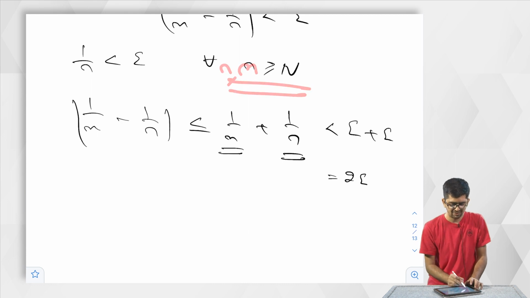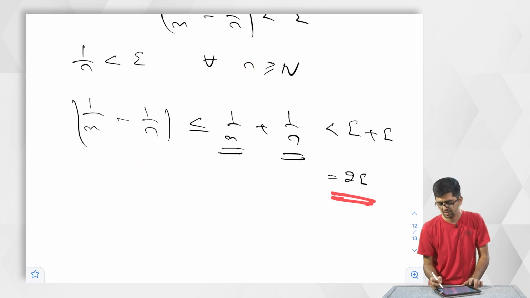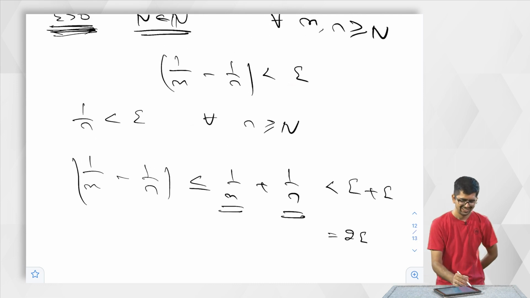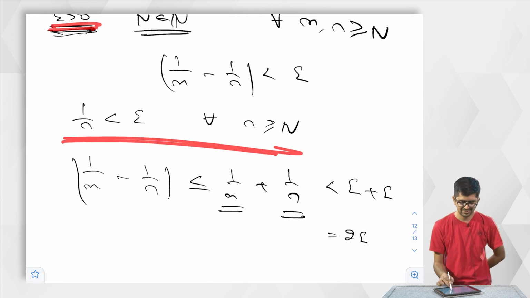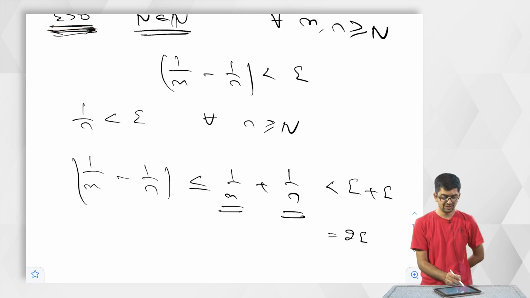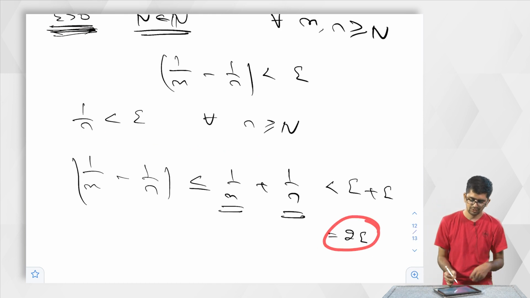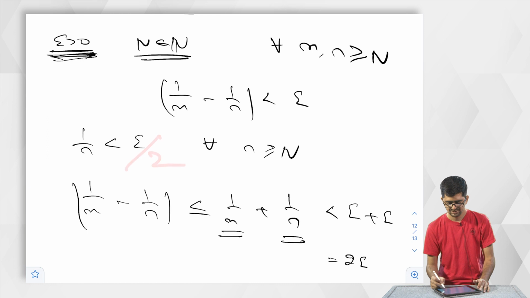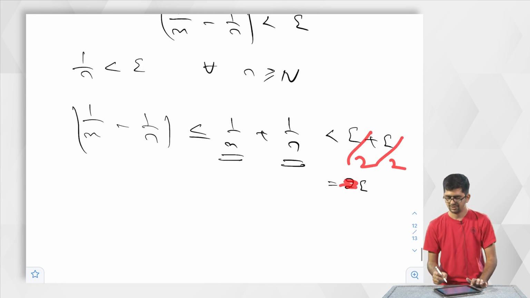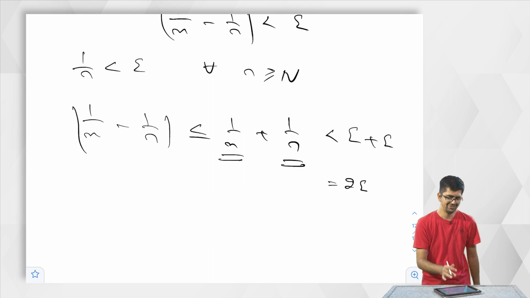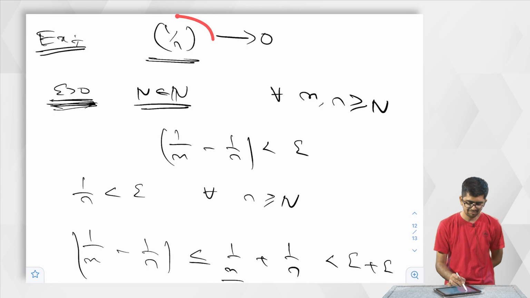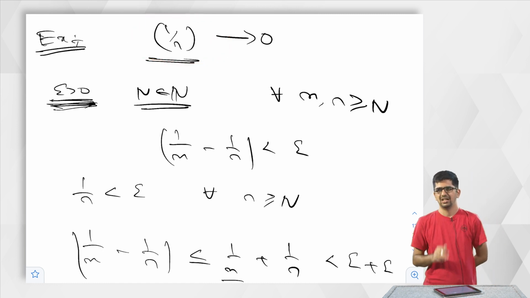greater than or equal to N, this difference is bounded by 2 epsilon, but we want epsilon here, and you know what to do. Given epsilon positive, we got 2 epsilon here. Suppose we want epsilon here, what do we need to do? We need to start here with epsilon by 2. So, here we get epsilon by 2, and we get epsilon here. That is a small trick that we have used multiple times already. So, that says this sequence 1 by n is a Cauchy sequence.